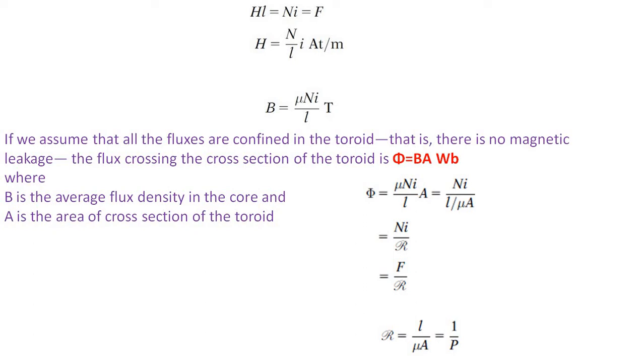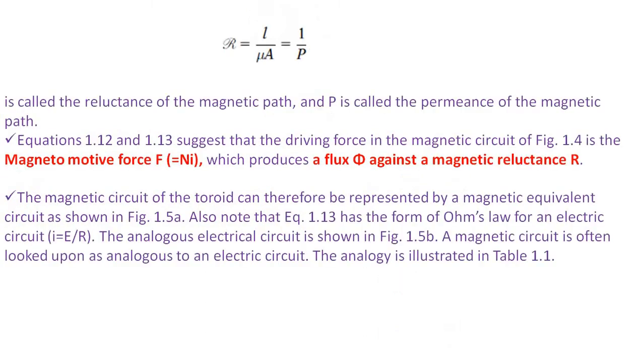Here B means flux density. It will be represented as B is equal to mu into H. H means magnetic field intensity, Ni divided by L. So phi is equal to Ni divided by L divided by mu into A. That means Ni is the magnetomotive force F divided by R. Here phi is equal to F divided by R. Then R is equal to L divided by mu into A, that is equal to 1 by permeance. R is called the reluctance of the magnetic path, and P is called the permeance of the magnetic path.